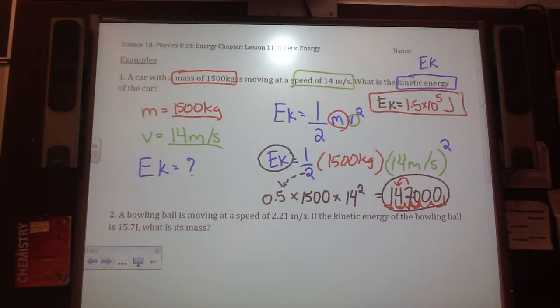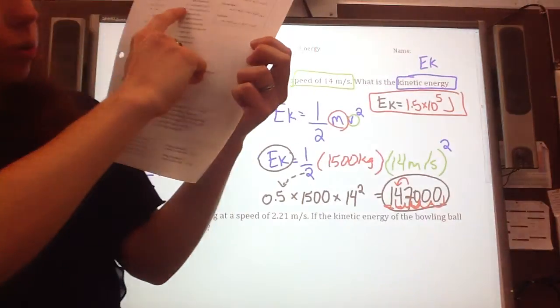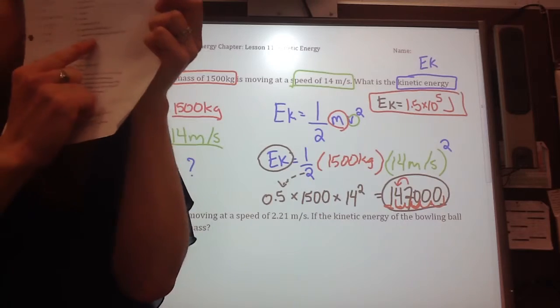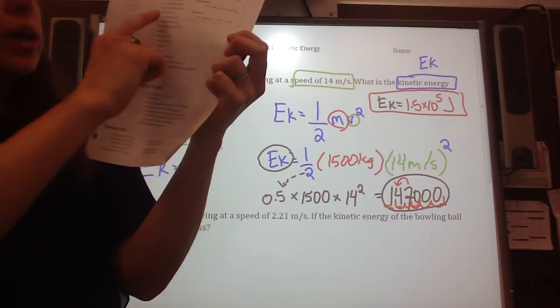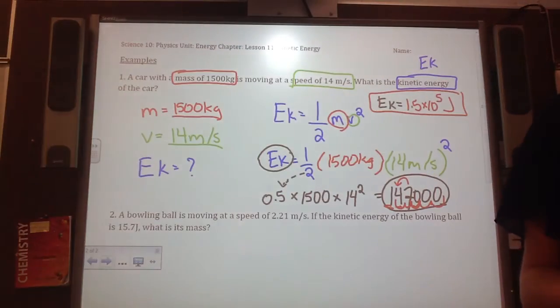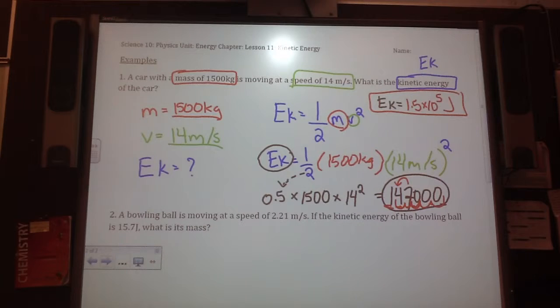Now, on your big formula sheet, the one that has everything on it, if you forget what units things are, it tells you. It says kinetic energy joules right there. Okay? So if you forget your units, just look at this one. Okay. Any quandaries with this question?